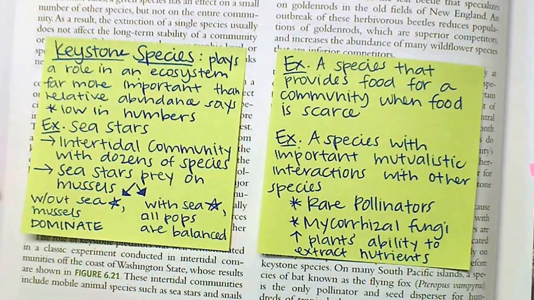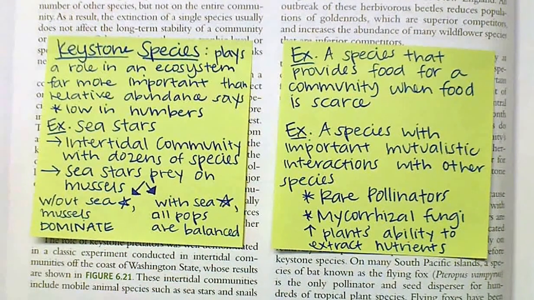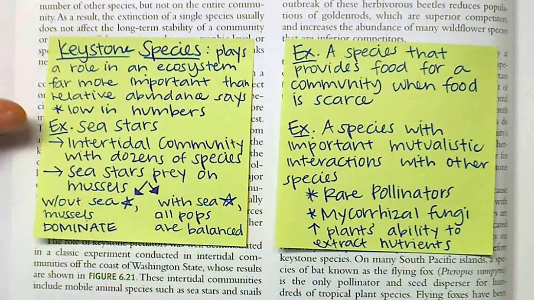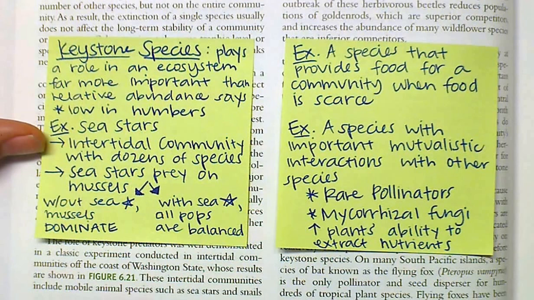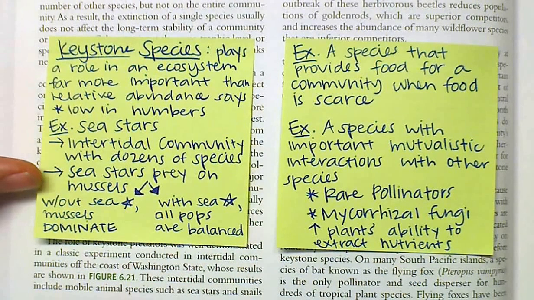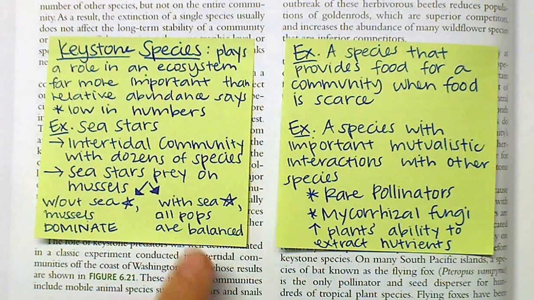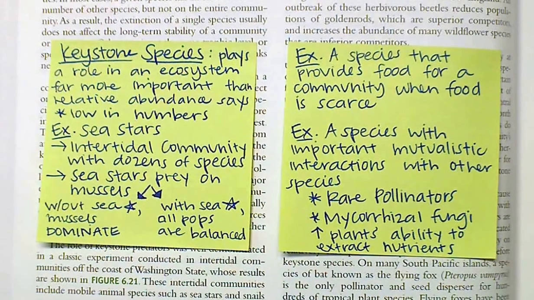All right, so our example of this is going to be a sea star, and we kind of talked about this during our Skittles lab. Intertidal communities have dozens of species, and you guys saw that in our Skittles lab. Now the sea stars prey on the mussel population because that's what they prefer to eat. Without the sea star population, the mussels end up absolutely dominating and kind of driving out all the other species. However, with the sea star population, all populations are able to be balanced. And so while we might not need a bajillion sea stars, we need at least a few in order to keep that population balance.